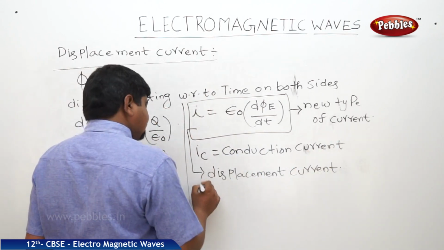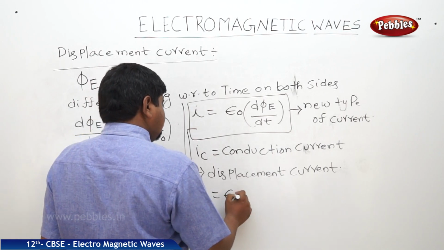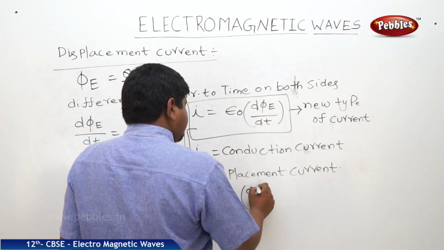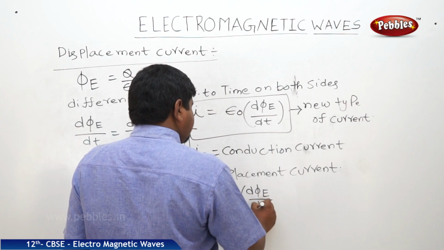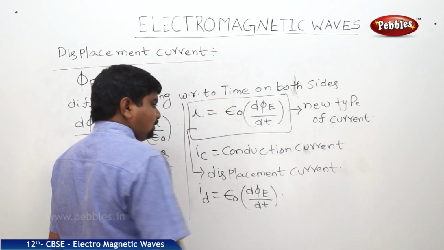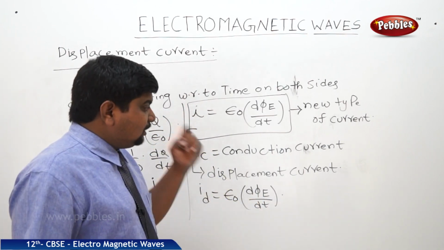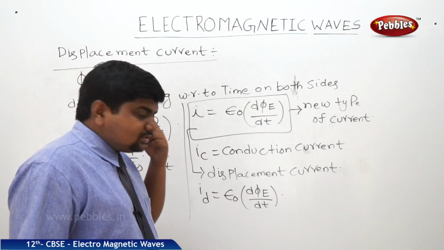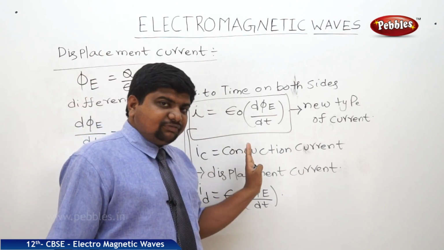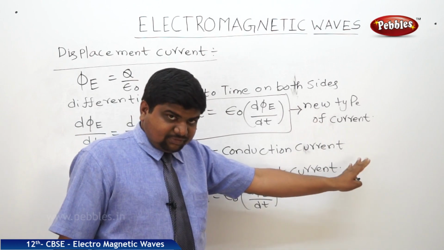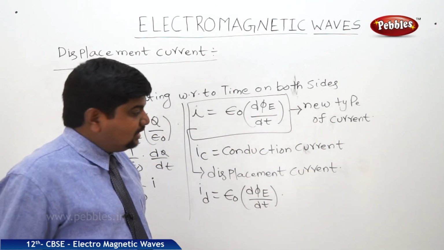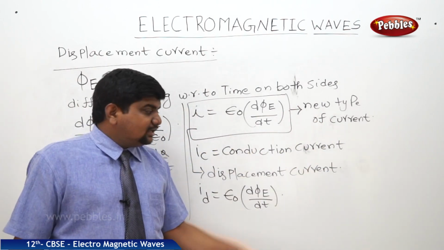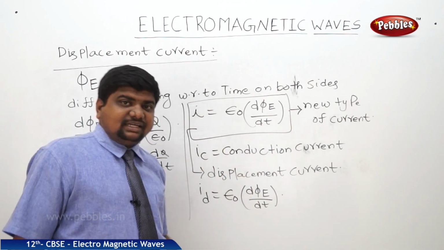So the expression will change like this. ID is equal to epsilon naught into d phi E by dt. Conduction current means the current, if the current or the electrons are flowing from one type of charged space to the another type of charged space, means positive to negative terminal, that is said to be conduction current. Current is developed due to the conduction of the charge carriers.